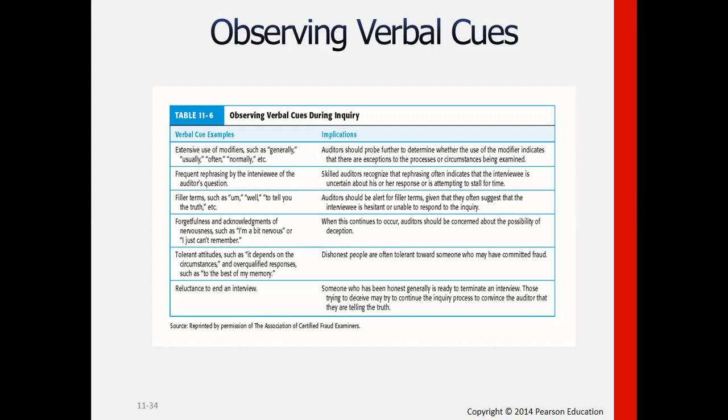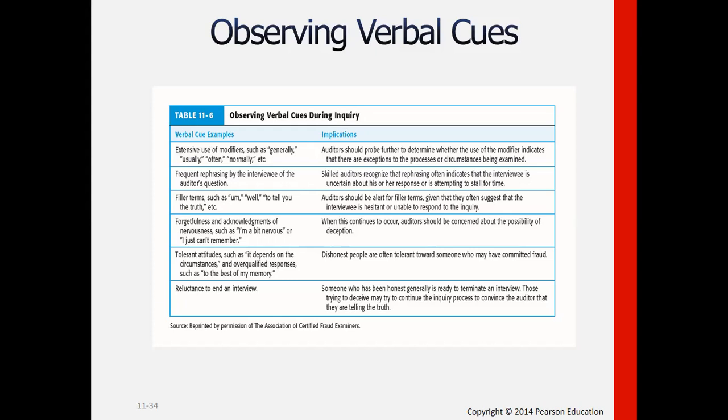In that case, skilled auditors would know that the interviewee is uncertain about his or her response or is attempting to stall for time. Then number 3, filler terms such as well, to tell you the truth, to the best of my memory. Be alert for filler terms as auditors, as they suggest that the interviewee is hesitant or unable to respond to the inquiry. Number 4 is forgetfulness and acknowledgements of nervousness, such as I'm a bit nervous, or I just can't remember. If this continues, auditors should be concerned about the possibility of deception, because that person is hiding something.